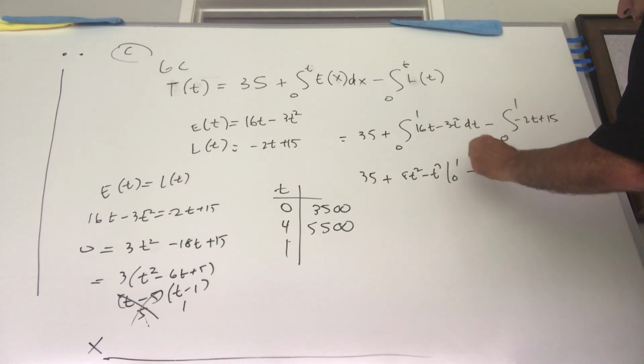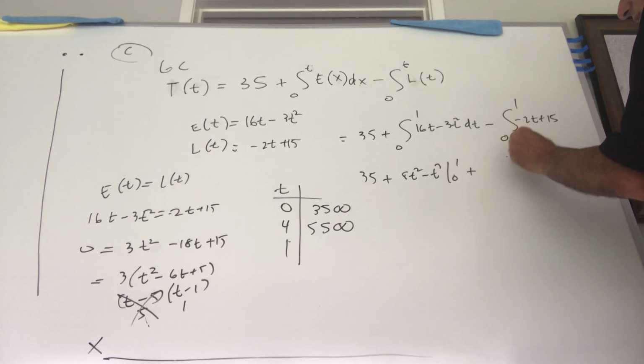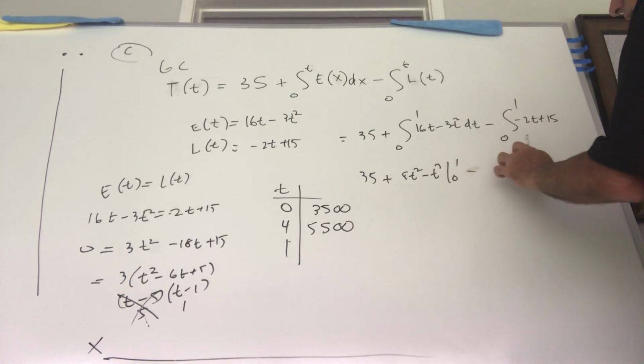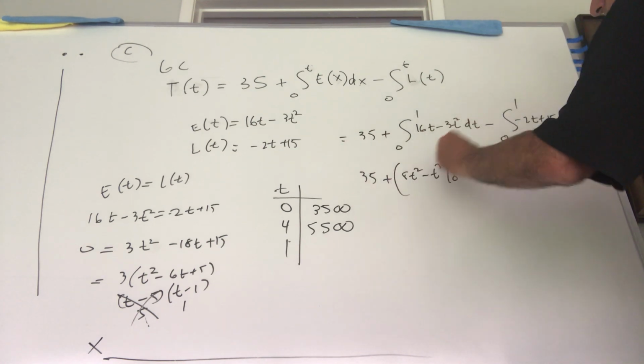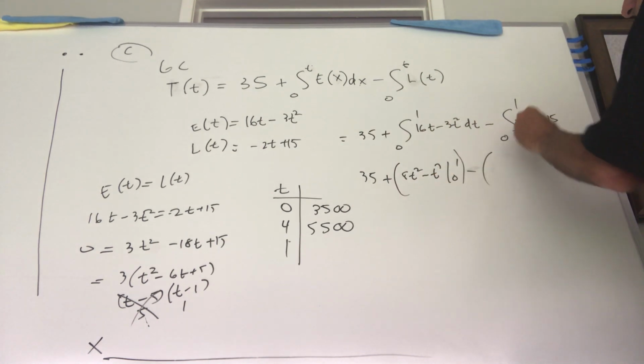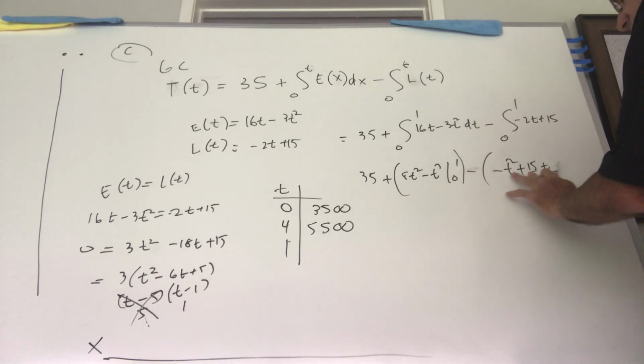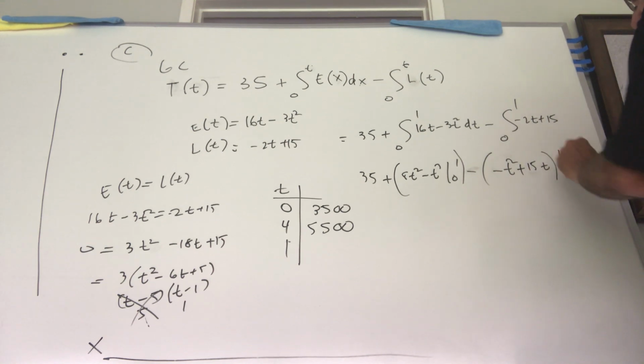Let's just be smart. I'm going to change this to plus the integral. I want to make this positive and that negative. Now, I'm being a bit silly here. Well, let's not. Let's leave it negative. Let's do it right. Let's do the integrals right. So I get negative t squared plus 15t, from 0 to 1.